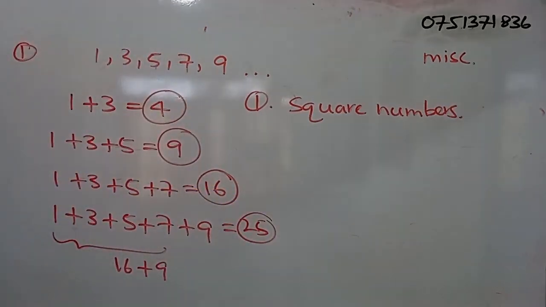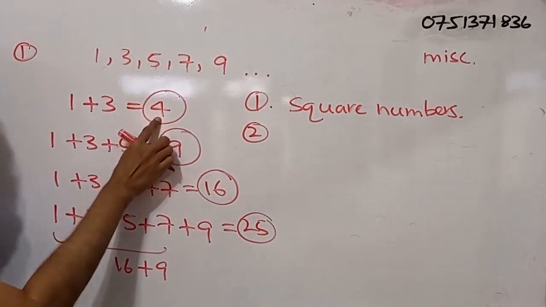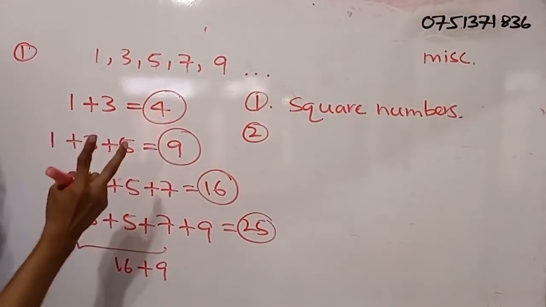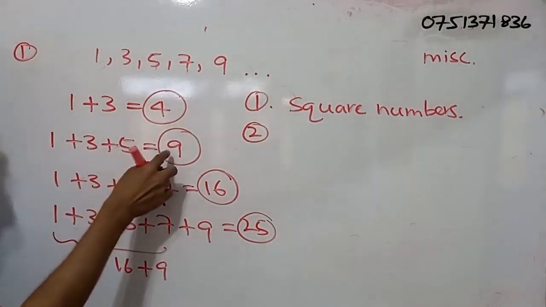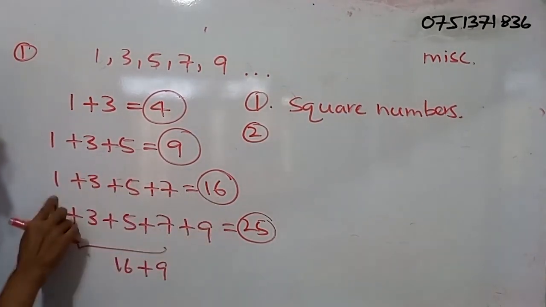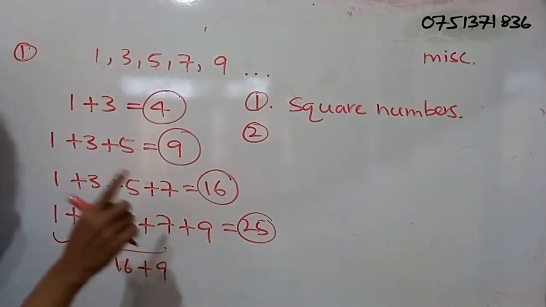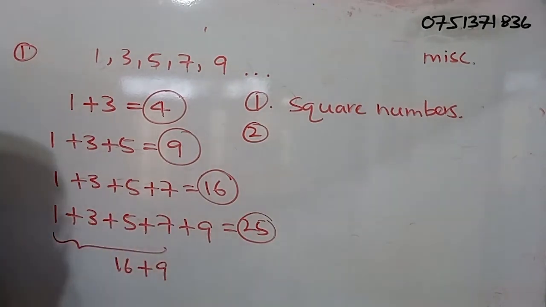Part 2, find the number that is obtained if 15 of these terms are added in order starting from the first term. So here, when we got 4, how many numbers did we add? 2, no? 1 and 2. We added 2 numbers. So when we got 9, we added 3 numbers together. When we got 16, we added 4 numbers together. When we got 25, we added 5 numbers all together. So now they are asking what? 15 of these numbers.